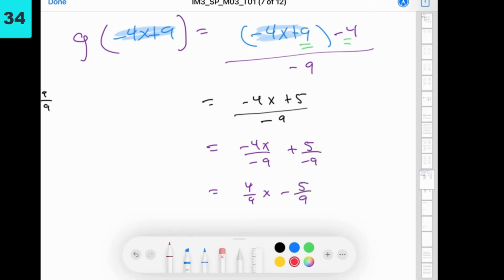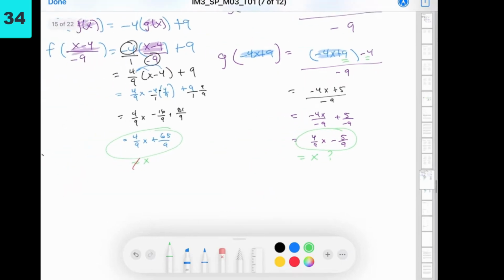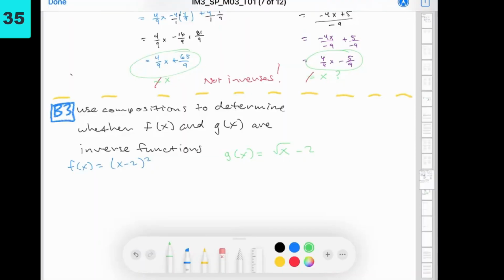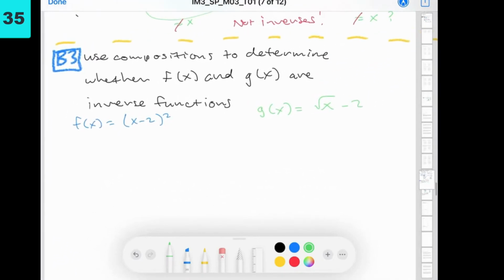But again, here's the question. Does this equal x? And the answer is no. So no, not inverses. B3, let's see if these are inverses.